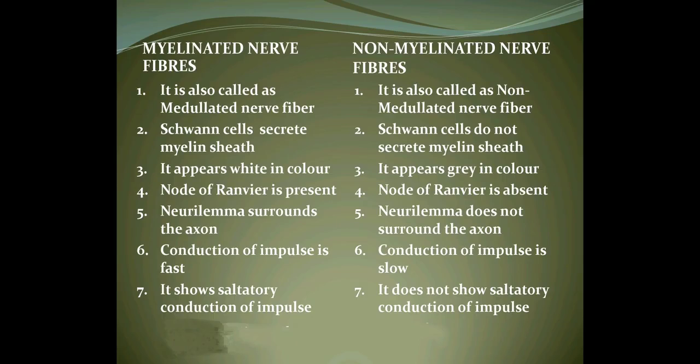Now, the best example for myelinated nerve fibers is the cranial nerves of vertebrates. And for non-myelinated, you will find the autonomic nervous system is the best example.